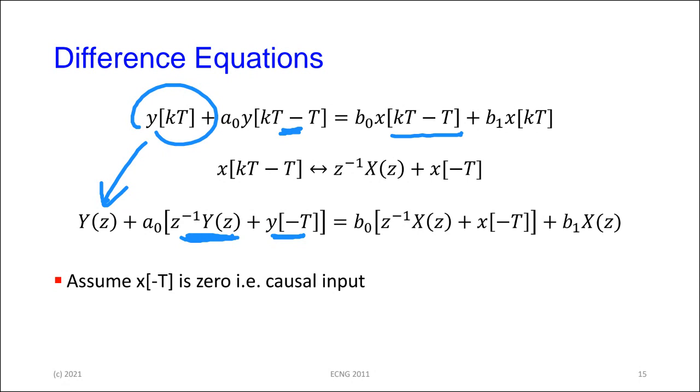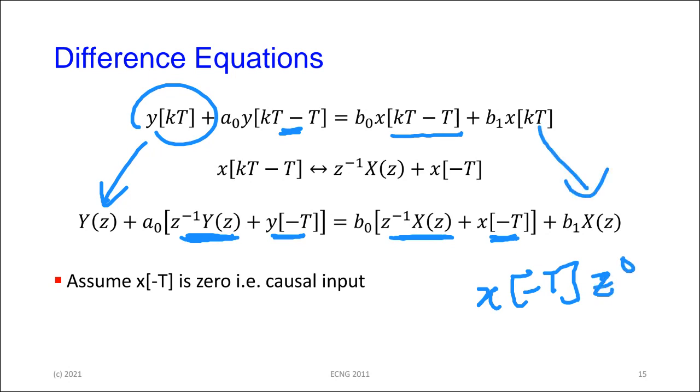This here is z^-1 X(z) plus x(-T). Remember, this is really x(-T) times z to the power naught. And then this gives me b minus 1 z. Remember that this coefficient is multiplying the whole thing here, so you always put the brackets. If x is causal, it means that it has no values for t less than 0, so you could take out that term.